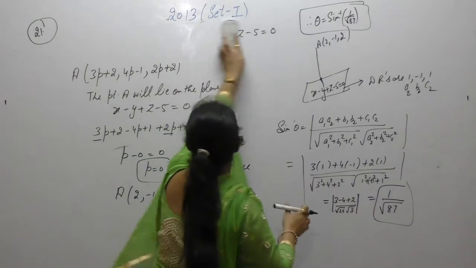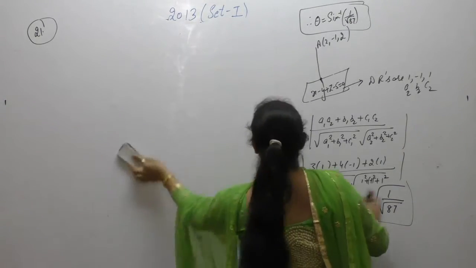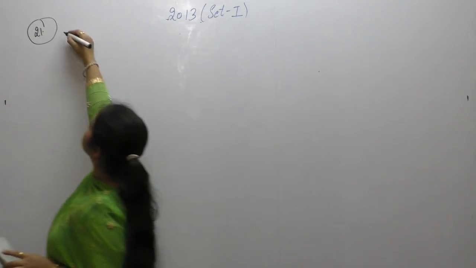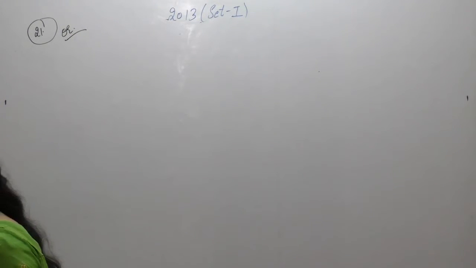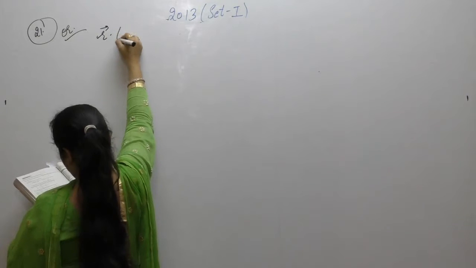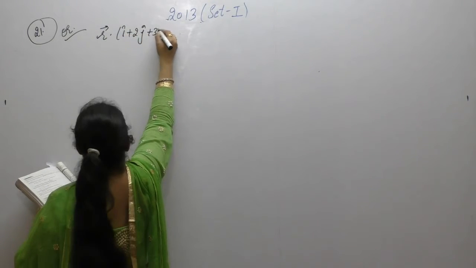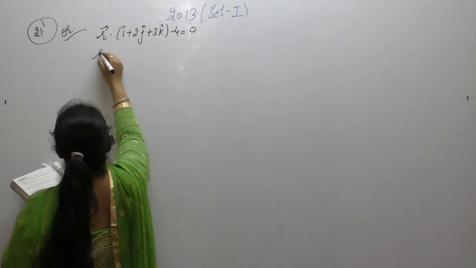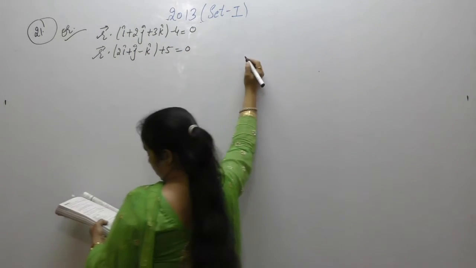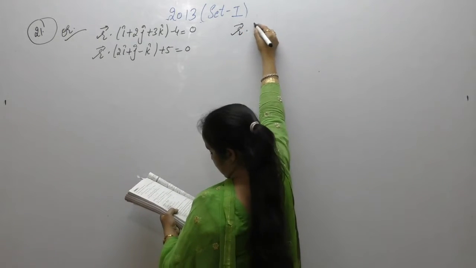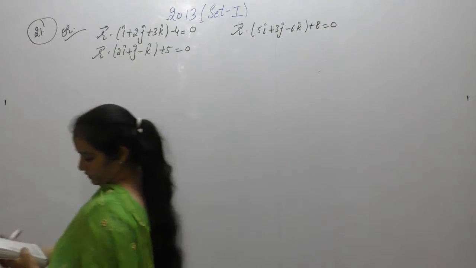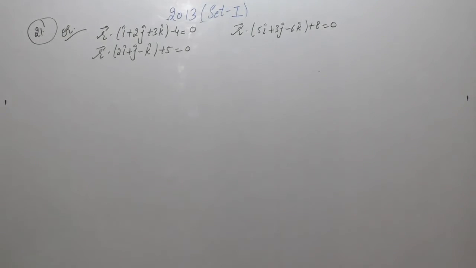Now next, this question has a second part. Find the vector equation of the plane which contains the line of intersection of planes r dot (i plus 2j plus 3k) minus 4 equals 0 and r dot (2i plus j minus k) plus 5 equals 0, and which is perpendicular to the plane r dot (5i plus 3j minus 6k) plus 8 equals 0. We want to find the vector equation of the plane.